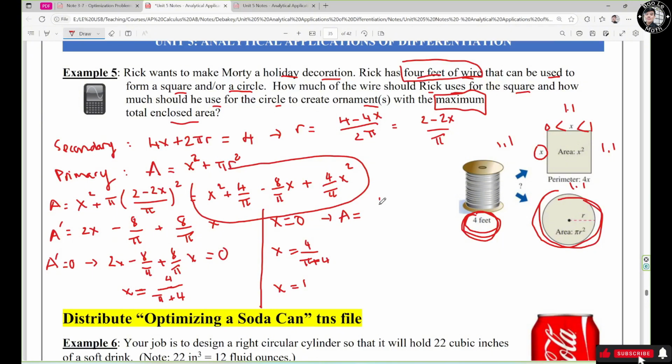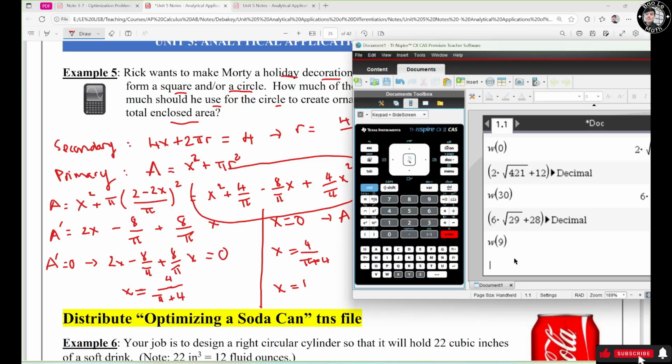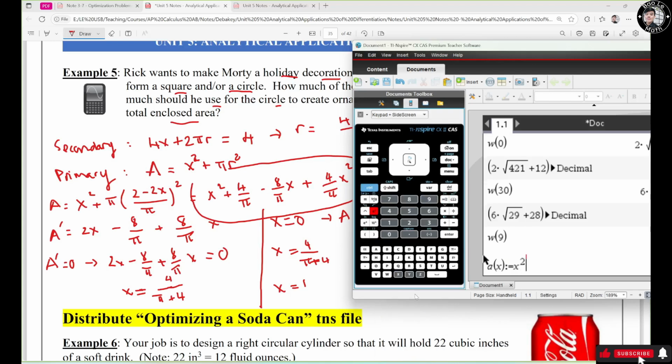Alright, so it's going to be 4 over pi, right? Now s equals 4 over pi plus 4. I substitute over here. I need to use the calculator, right? Now I need to store the equation A of s first, right? So I need to hit A, parenthesis, s, close parenthesis, control, and this button right here. And then I have s squared plus 4 over pi. Then hit enter.